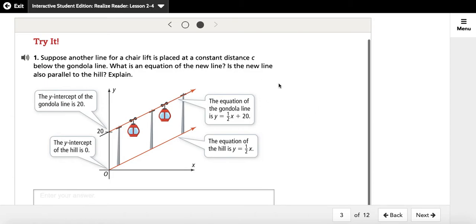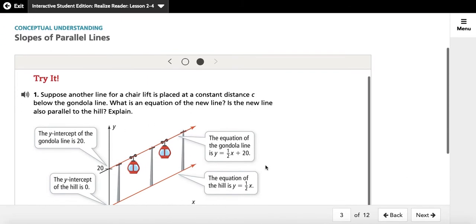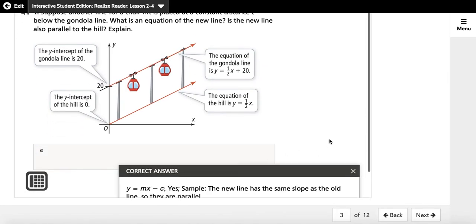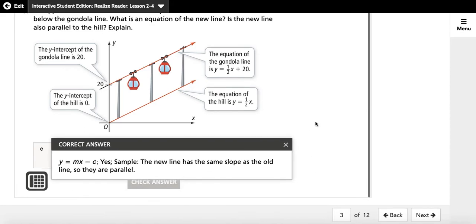Since it's a constant c, and I mentioned y equals mx plus b, well, it's not plus b. The intercept, if it's down here, is a constant distance c below the gondola line. So it's going to be, well, that's weird. It's c below it. So I wouldn't say it's y equals 1/2 x plus c because it's actually c below. I think they might have messed up in their answer because when I looked at this earlier, let me just look at what they wrote. Y equals mx minus c. I'm not crazy about that.